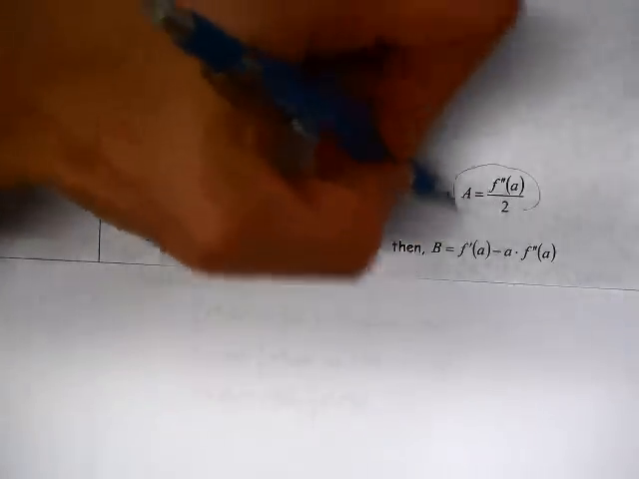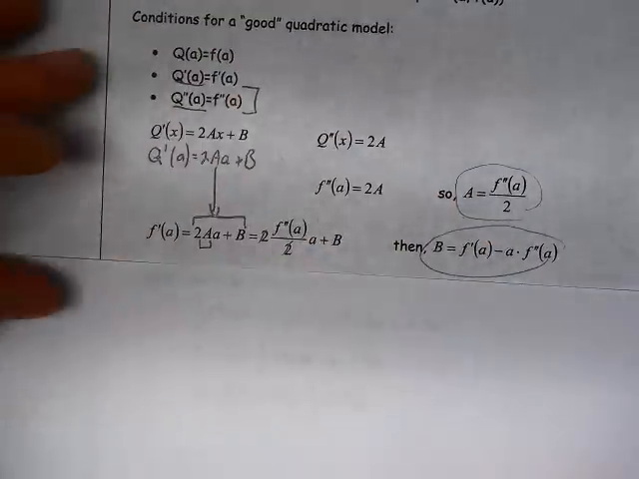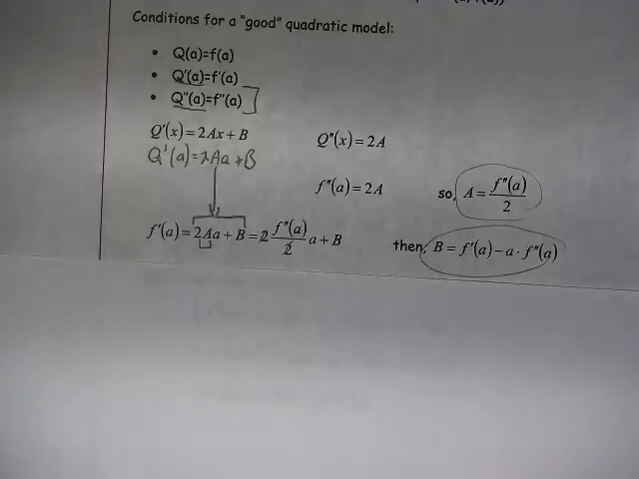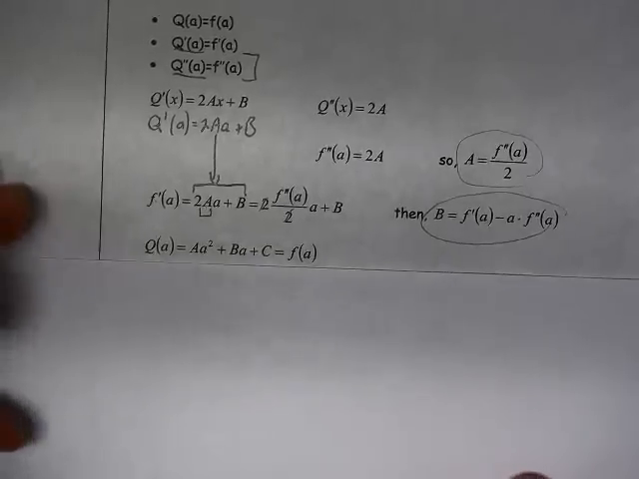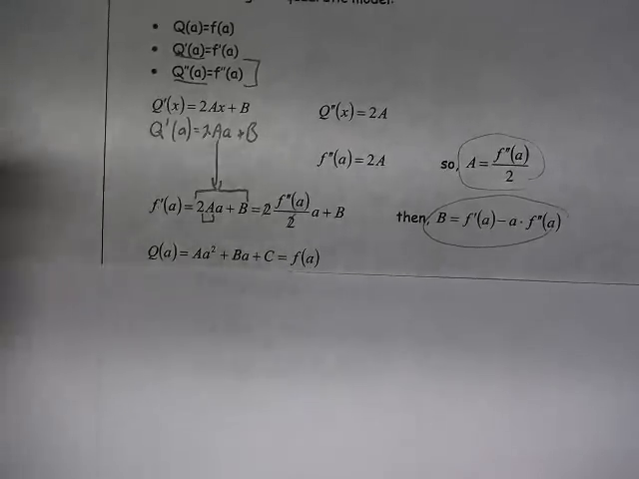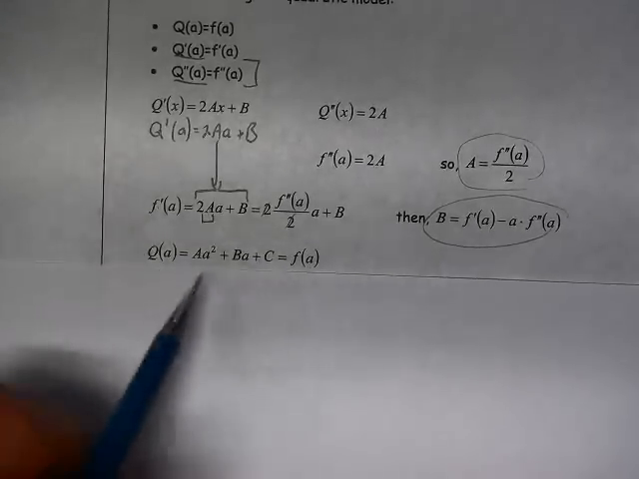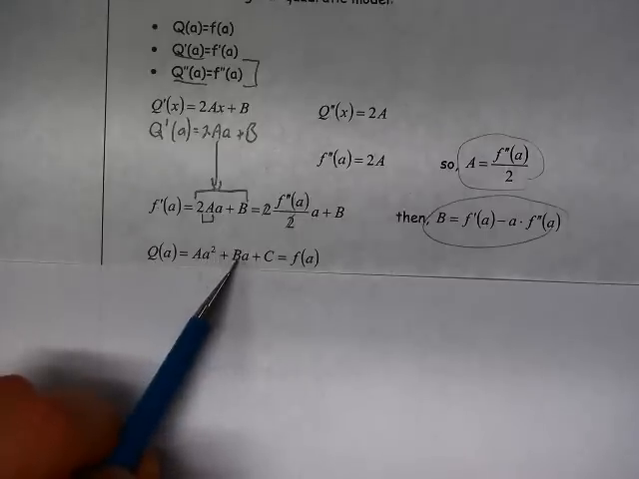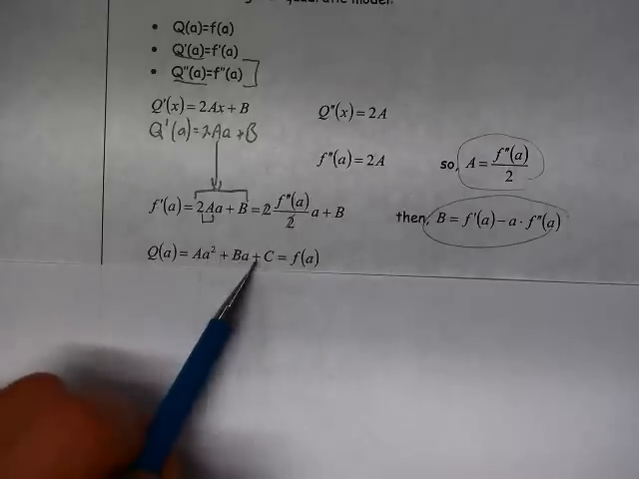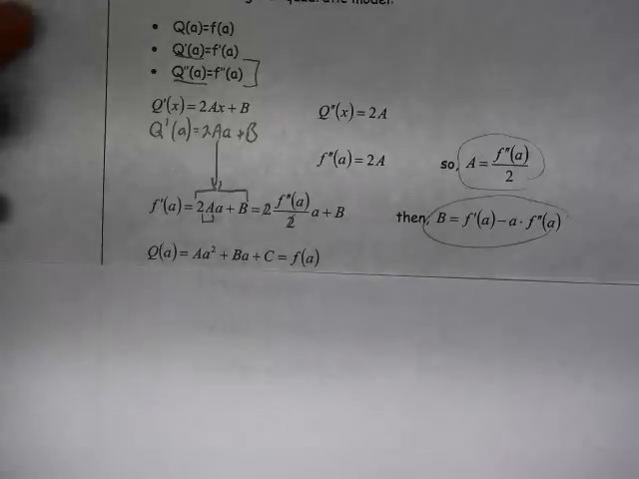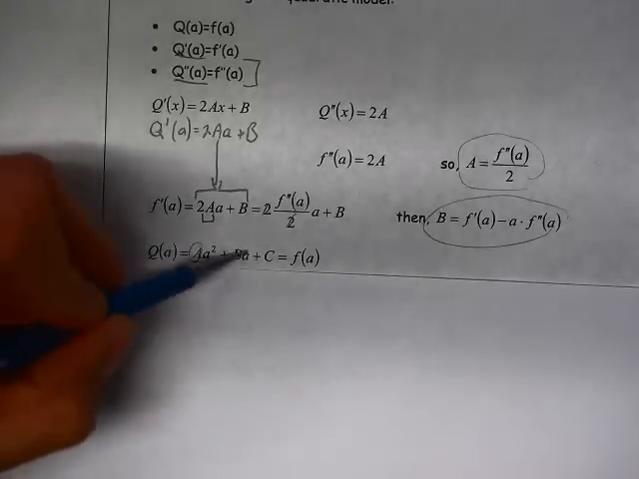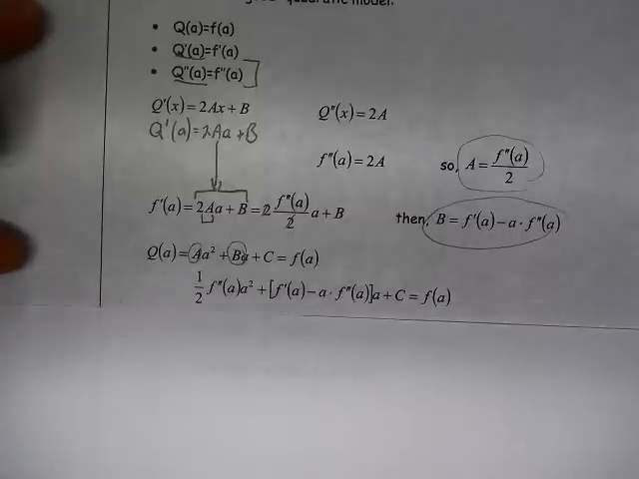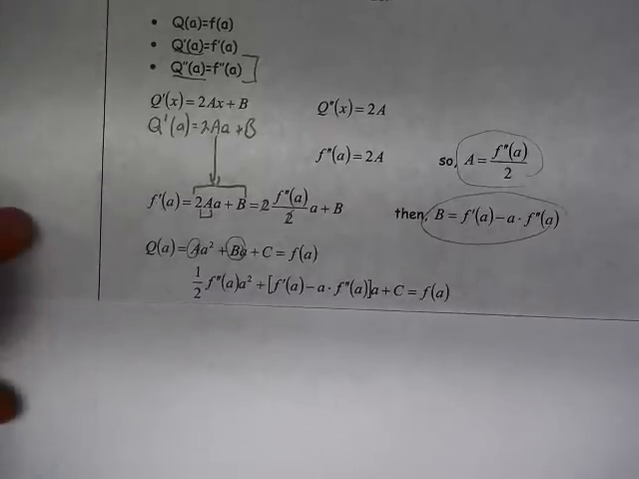So we have an expression for a, we have an expression for b. Now we're going to work on the expression for c. So c is going to come from the function values themselves. So q of a equals a times a squared plus b times a plus c, and that's going to equal the function value at a. We have expressions for a and b. We're going to plug those in, we're going to substitute those in.